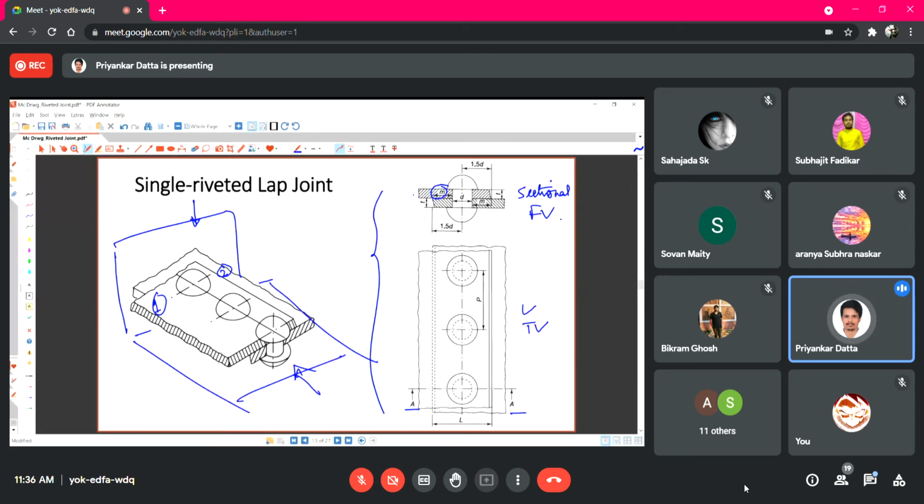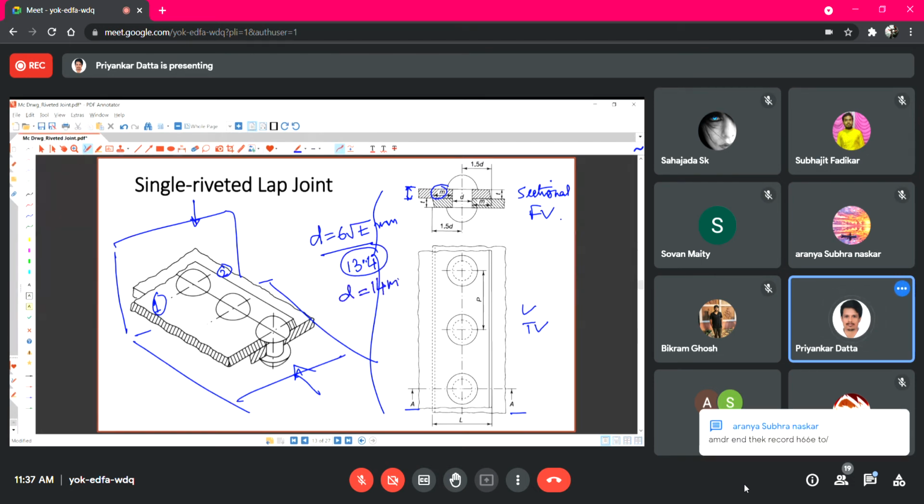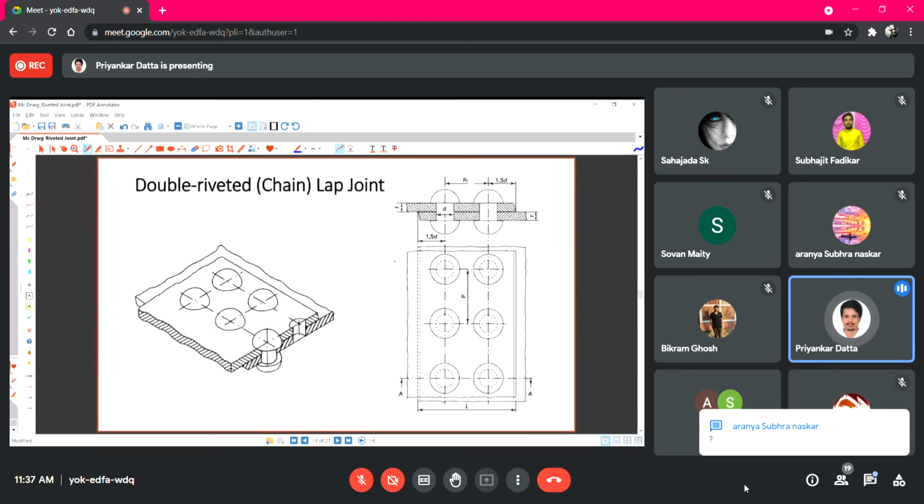And generally this plate thickness T, based on that there is an empirical relationship. This D is 6 root T. So this is one empirical relationship. This shank diameter is selected based on the thickness of the plate, and its empirical relationship is 6 root T millimeter. So as I told, if you are getting a value say 13.4 millimeter using this rule, then you have to select D as 14 millimeter from standard size rivet, right? So that is the method of selecting. I'll share these slides with you so that these drawings are available with you.